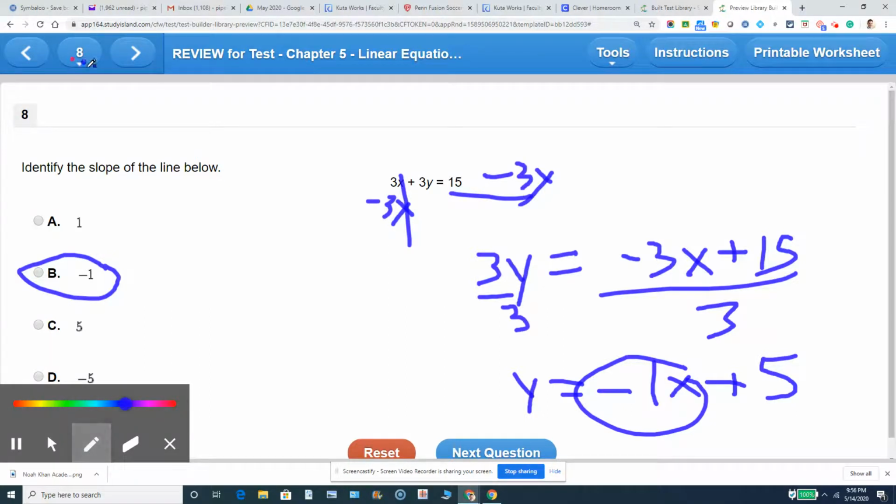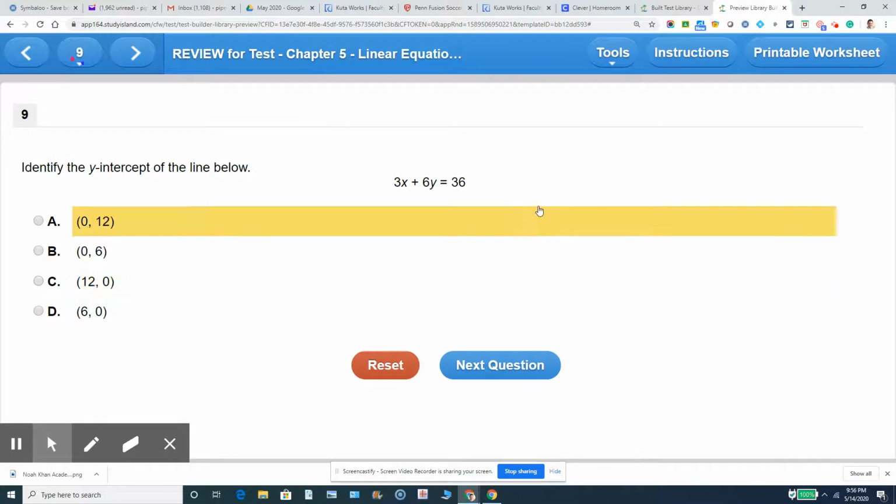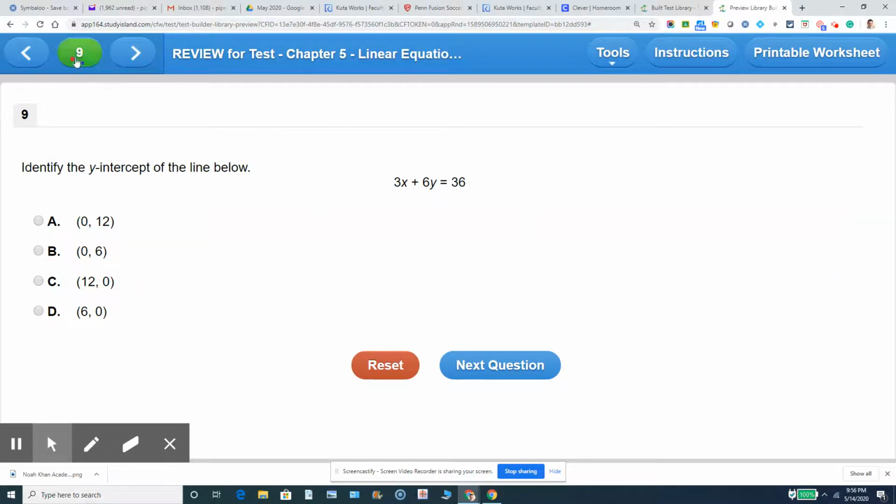Get y by itself if the question asks for the slope. Same thing, except you're not going to use the m, you're going to use the b here. So get y alone to figure out the y-intercept, or you can even use standard form here. So there's two ways you can do it.